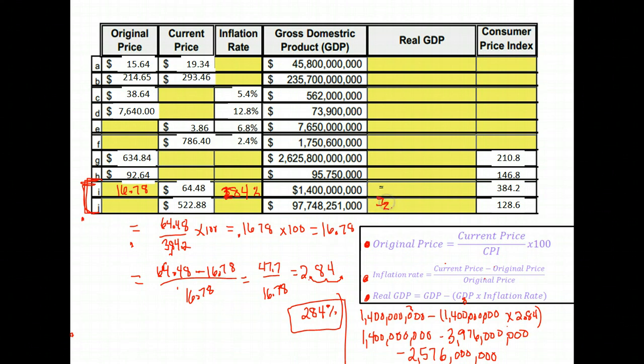Oops, wrong line. Okay, so that is how, and that's not going to happen real often, but it just happened with these numbers we had here. So use that process to find lines I and J and finish out your table.